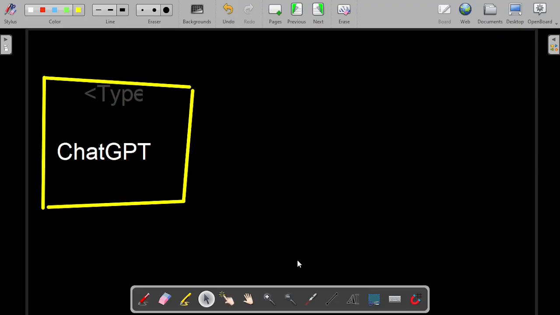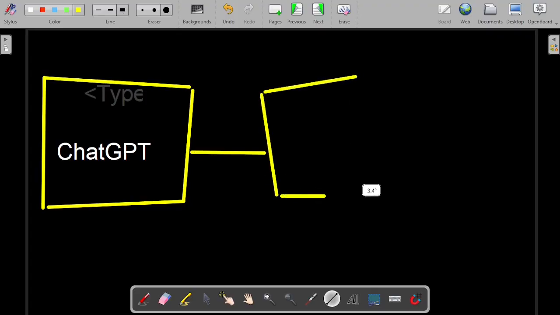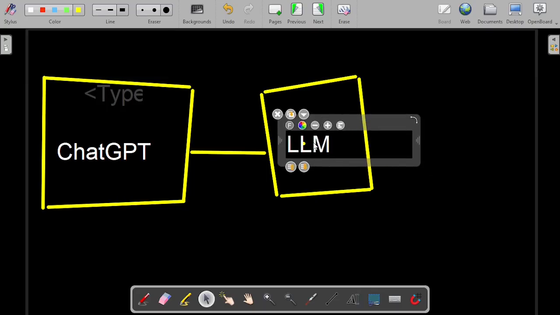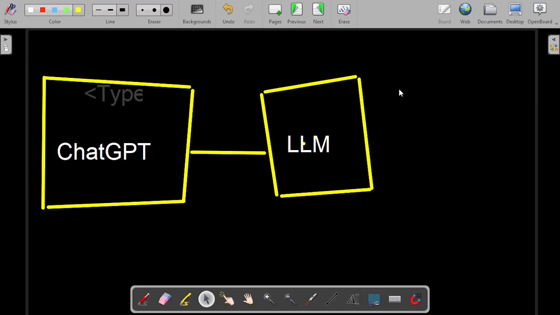So how is it happening? In the backend, let me draw another image quickly. In the backend, it is communicating with an LLM. LLM means large language model. It has got all the data or information. Let's consider this as the brain for ChatGPT.